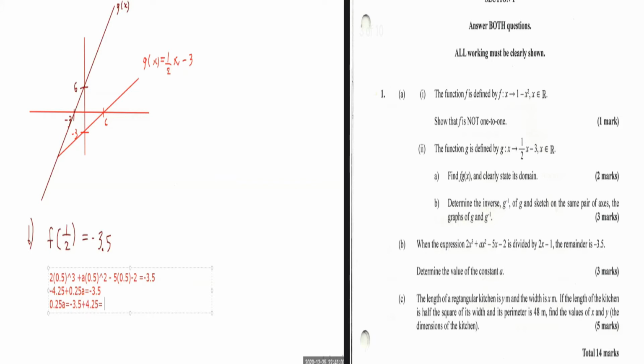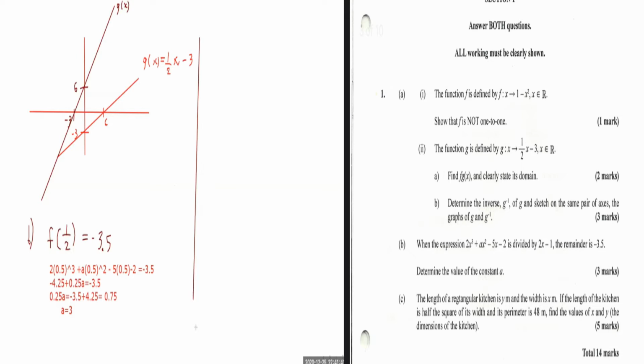Adding them to both sides, -3.5 plus 4.25 gives 0.75. So we have 0.25a is 0.75, and so a must be equal to 3. And that's it, a must be 3. Nice and easy. That takes care of part B. Finally, we can look at part C. Let's split this page and work out part C over here.